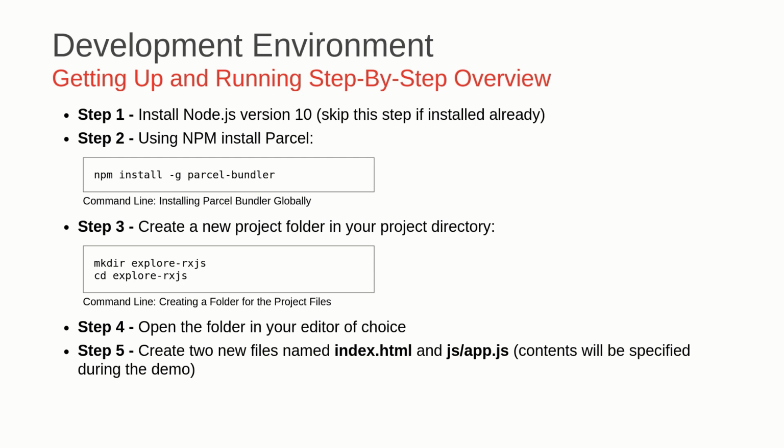We're going to use NPM to install Parcel. The actual package name is called Parcel Bundler. That will install our web server, Webpack configuration, and allow us to set up our web project. Then we need to create a project folder. So we're going to create a folder here called Explore RxJS, and then inside that we'll put all of our project files. Open this folder in the editor of your choice.